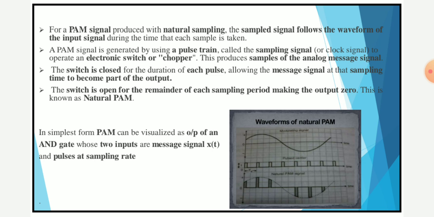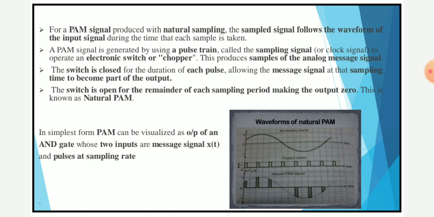This slide shows the PAM signal produced with the help of natural sampling, which follows the same shape as the input signal. The PAM signal can be generated by using a pulse signal, or carrier signal, called the sampling signal, and its frequency is called the clock frequency, which operates an electronic switch or a chopper. It produces samples of the analog message signal. If the switch is closed for the duration of each pulse, when the pulse signal is on, the message signal is passed through the switch and can be taken at the output side.